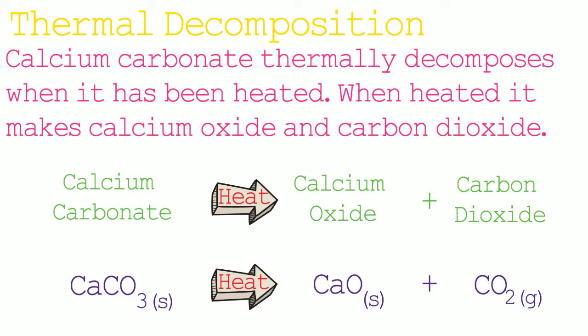Magnesium, copper, zinc, and sodium carbonates thermally decompose in the same way when they are heated. For example, if we had copper carbonate and applied heat to it, we would get copper oxide and carbon dioxide. The symbol formula would be copper carbonate is CuCO3. Then when heat is applied, we get copper oxide, which is CuO, and carbon dioxide, which is CO2. You can see this symbol equation on the website.